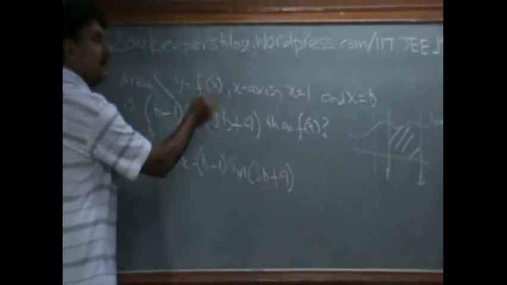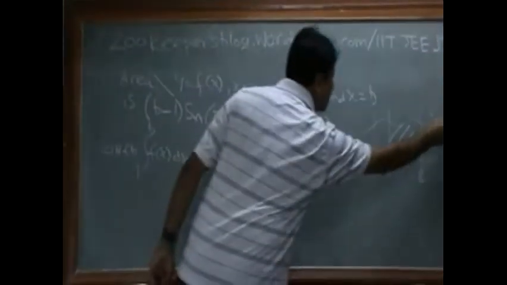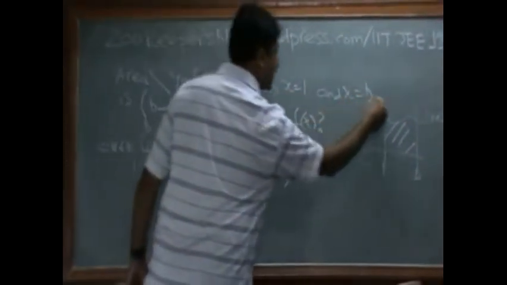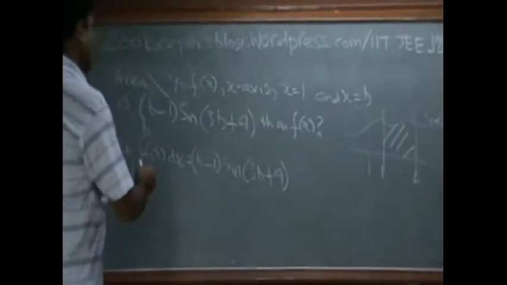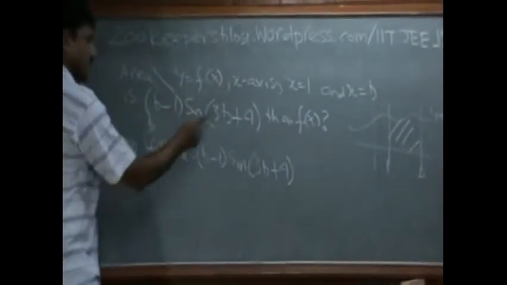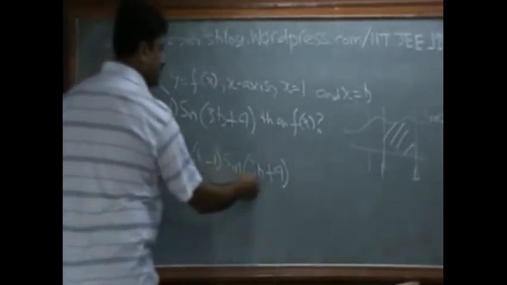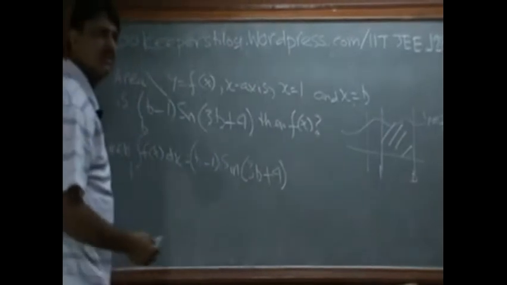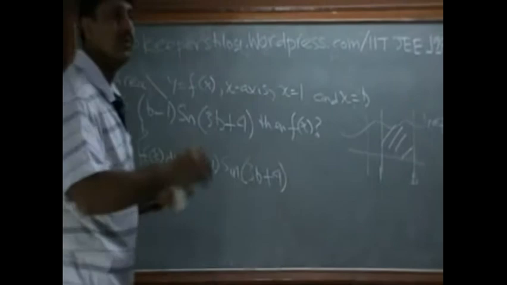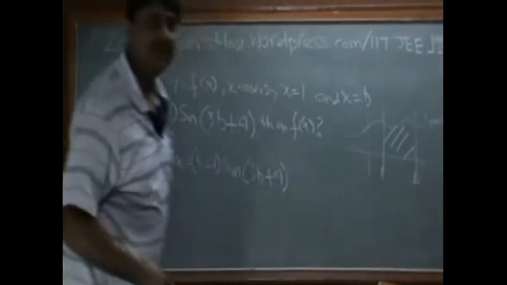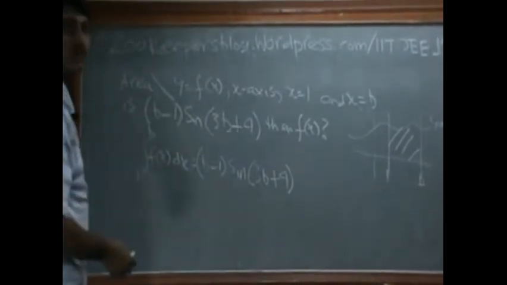The problem again, because it is the area bound by y equals f(x), x is equal to 1, x is equal to b, and that area is given as this. So the area by definition is integral of f(x) dx from 1 to b is (b minus 1) sin 3b plus 4. That's fair. So which means that I have to remove this integral sign, and if you differentiate, you remove the integral sign. So what we do is we differentiate both sides with respect to b.